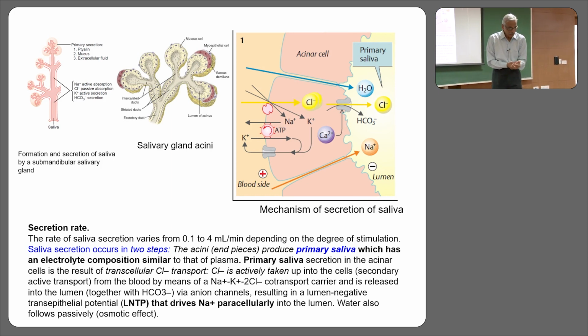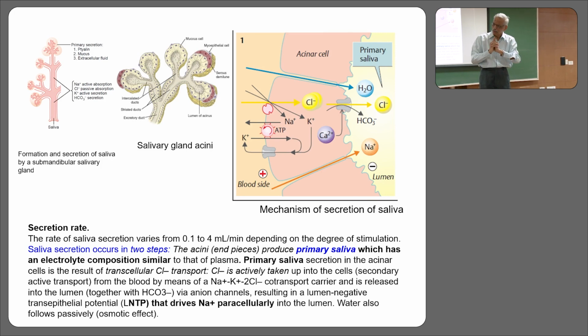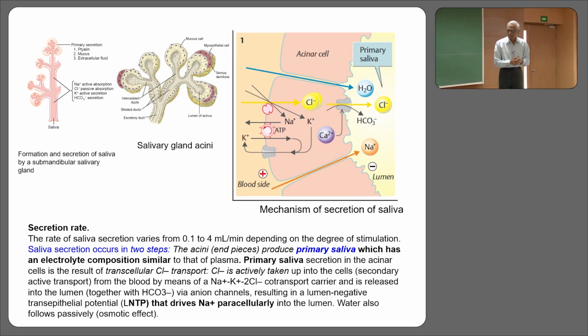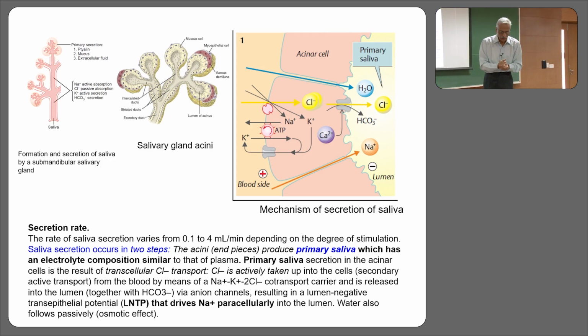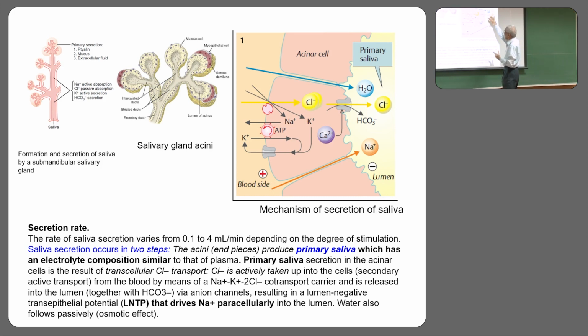There are 2 types of channels. One of them is called CFTR, and that type of channel is abundantly present in your respiratory tract, and it is associated with cystic fibrosis, and the other one is of the other type.